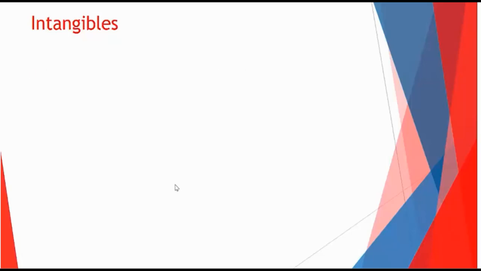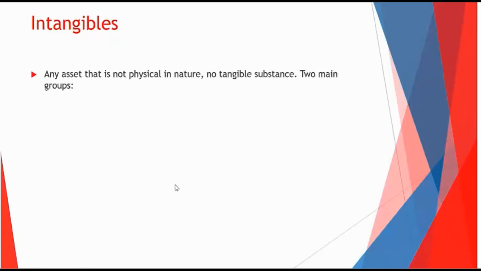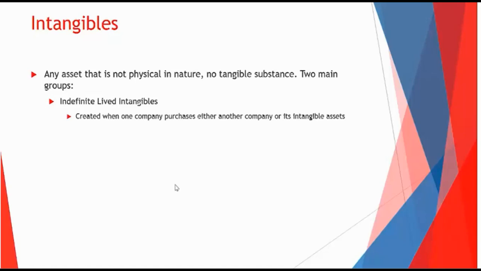So when I think of intangibles, I'm just thinking of assets that aren't physical. They have nothing tangible, basically a piece of paper, a right to something. Indefinite-lived intangibles are going to be created when one company acquires another. That's when you normally are going to see these. In theory, you could acquire a trademark from another company, but it's usually an acquisition of one company by another.